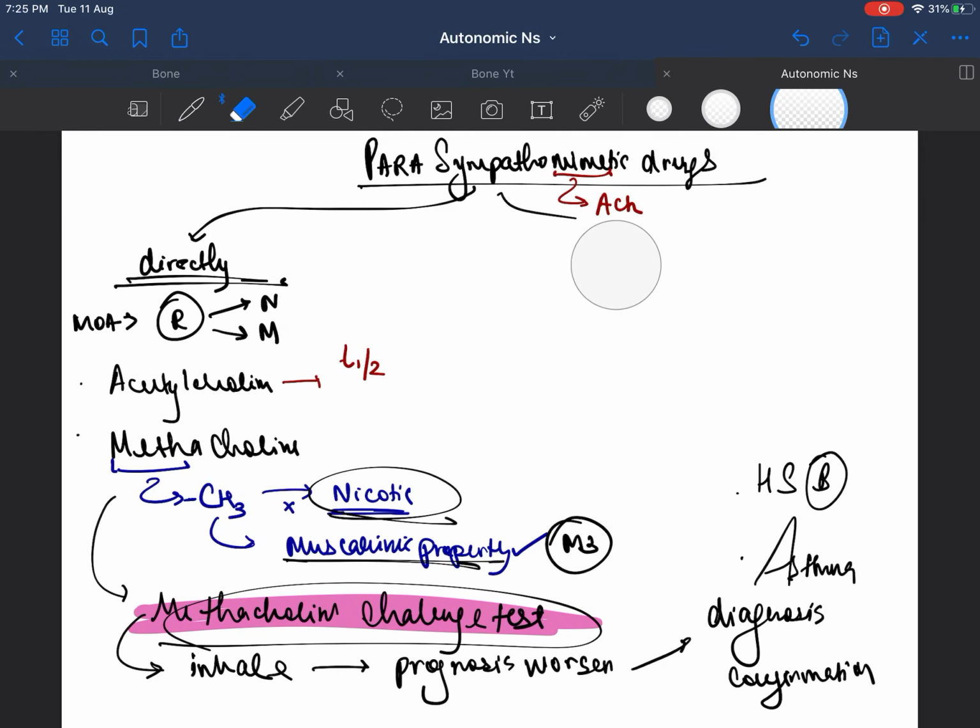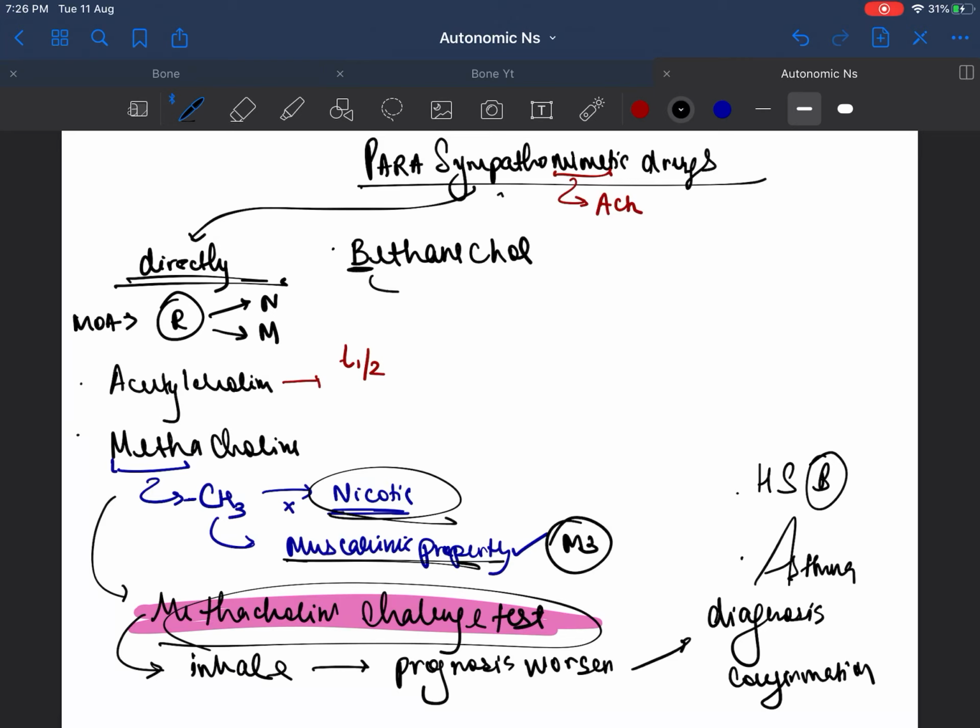So other direct drugs are what? We have bethanechol. It is very easy to understand its action. You can remember it by the name itself. You see the first letter B. It acts on the bladder. It acts on the bowel.